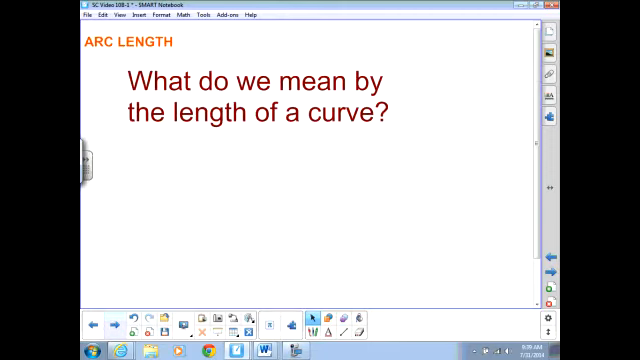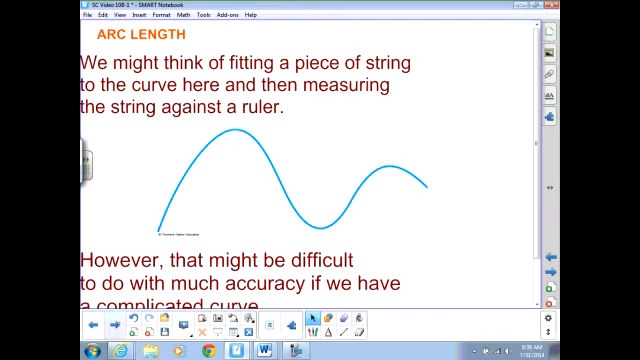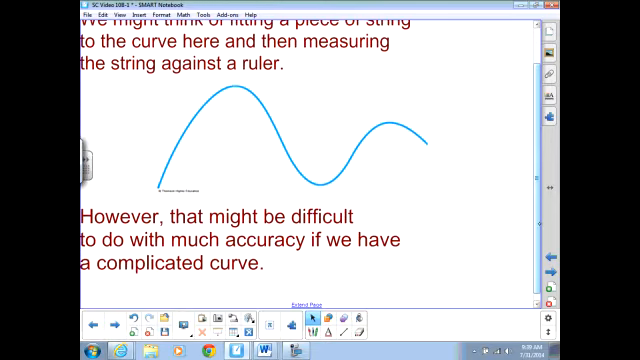What do we mean by the length of a curve? Say you have this curve. Think of it as if you put a piece of string right on top of the curve and then stretched it out straight and measured it along a ruler. That would be the length of our curve. However, this might be difficult to do and might lead to some errors because it's not that accurate of a measurement.